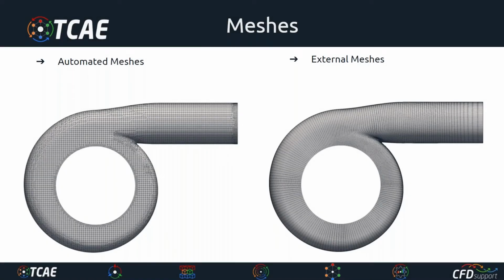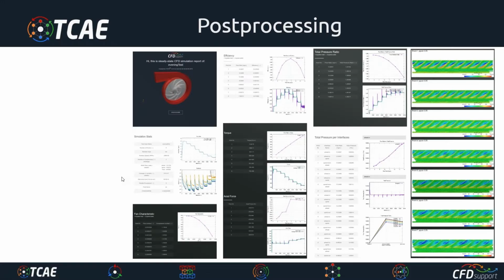About the meshes, TCAE includes a fully automated meshing system based on SnappyHexMesh and NetGen, and also external meshes created in another external software can be loaded in it. So we always leave this, I would call it the mesh decision, up to the user. Some users prefer automated meshing, other users prefer external meshes. That's fair enough, and we fully respect that. It's ready for that, for sure.